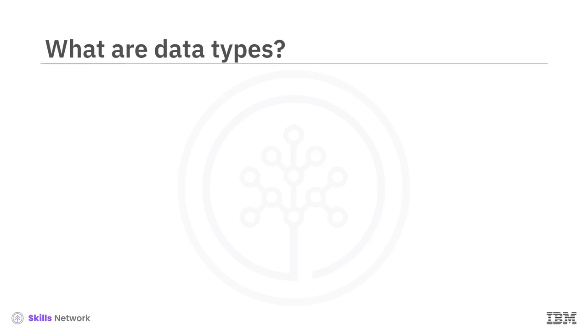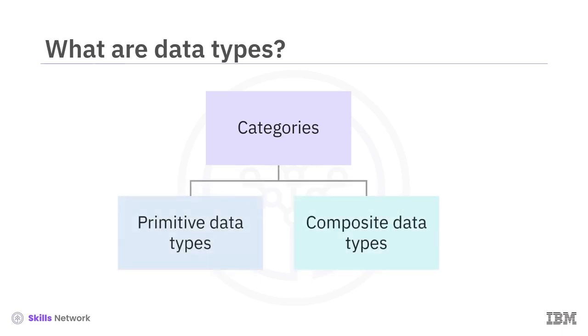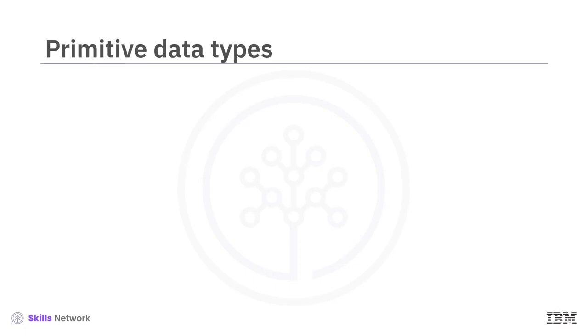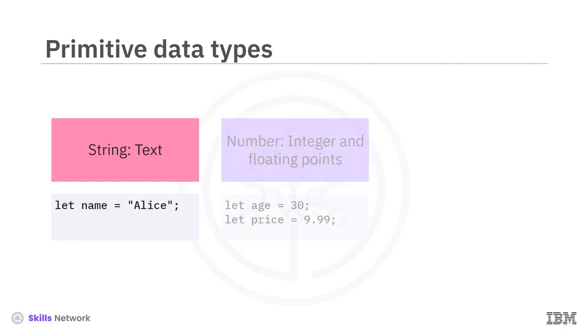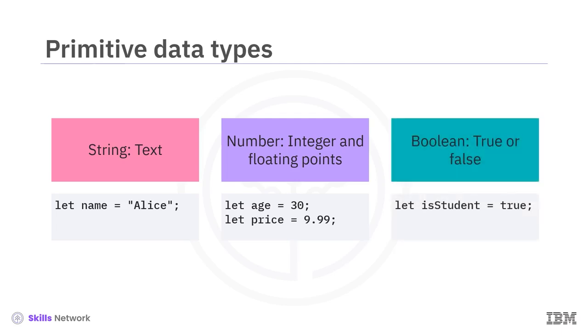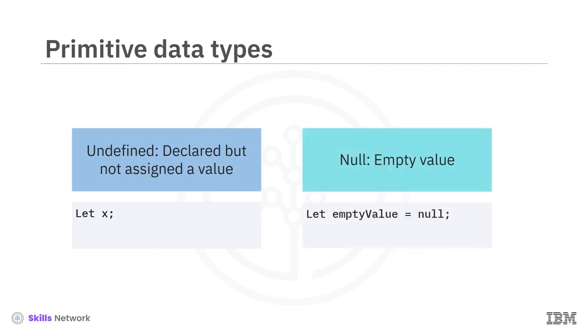JavaScript has several built-in data types, which can be categorized into the following major categories: primitive data types and composite data types. Let's learn about primitive data types. Strings represent text. A string is enclosed in single or double quotes. Number represents both integers and floating point numbers. Boolean represents true or false values. Undefined represents a variable that has been declared but hasn't been assigned a value. Null represents an empty value or absence of any object value.